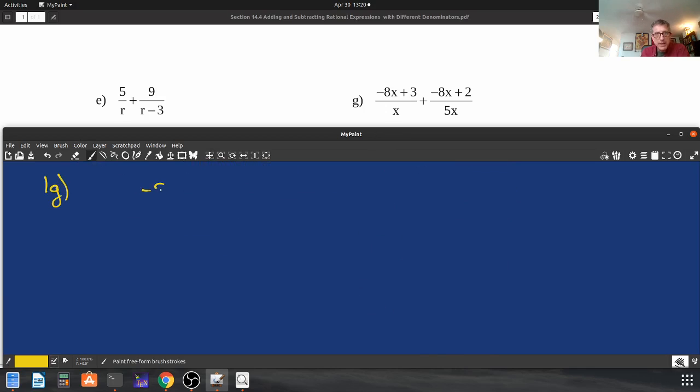So minus 8x plus 3 over x plus minus 8x plus 2 over 5x. So I'm going to challenge you to pause this and see if you can get it done. We want to find the LCD of x and 5x, and I hope you can see that since x divides 5x, that's going to be 5x.